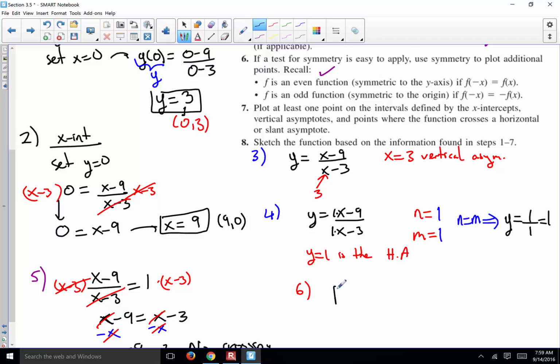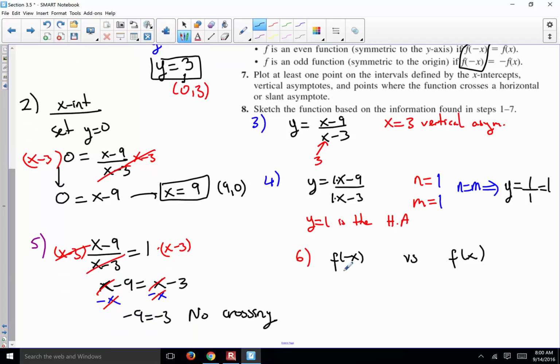We need to check f of minus x and compare it with f of x. F of minus x needs to be computed, and we need to compare it to f of x. Are they equal? If you get them equal, then we call it an even function. If the left side is the opposite sign of the right side, then we call it odd. If neither happens, it's neither odd nor even, okay? So let's compute f of minus x. F of x is already known, x minus 9 over x minus 3, right? This is already given to us.